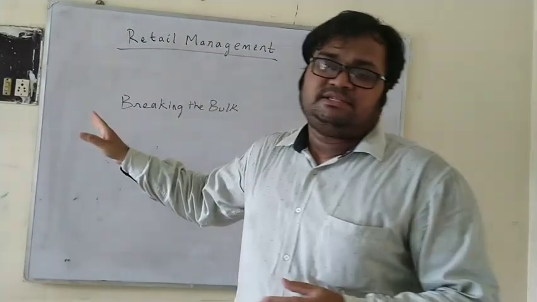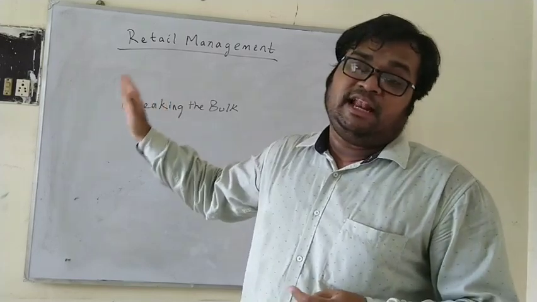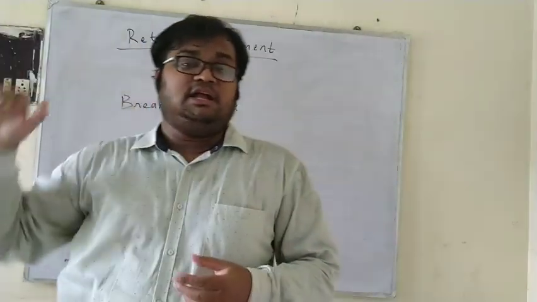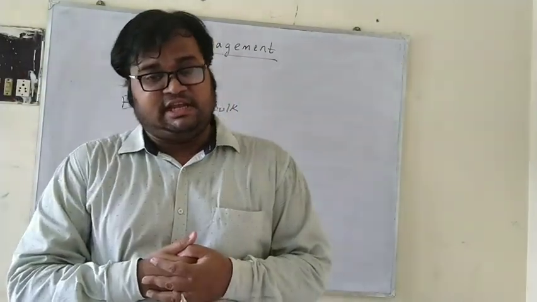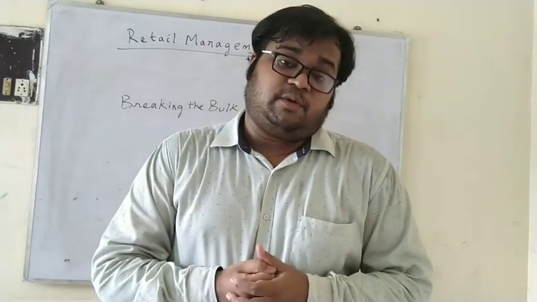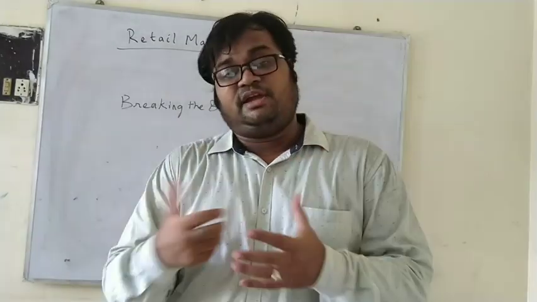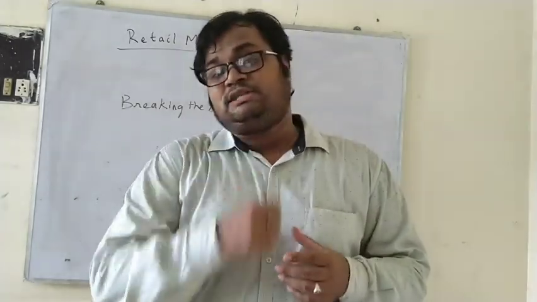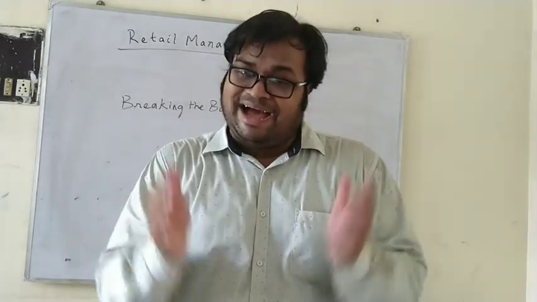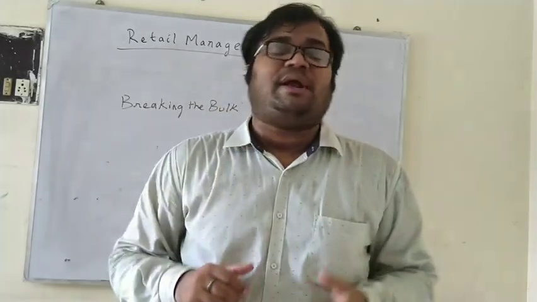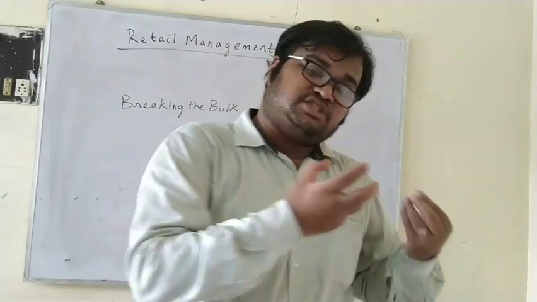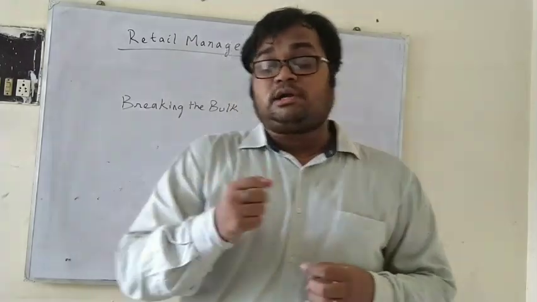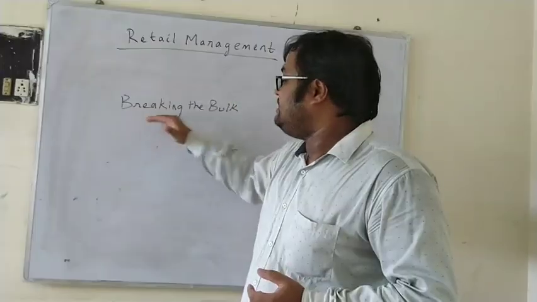So what happens, since the manufacturers cannot sell the products in small quantities, and the consumers also cannot buy the products in bulk because they may be having limited storage facility, they may be having other obligations, they may be having financial constraints, so they may not be able to buy in bulk. So what does the customer want? He wants to buy the products in small manageable quantities, in quantities in which he can store in his house, he can buy with the money he has. Okay, so what the retailer does, he is breaking the bulk.